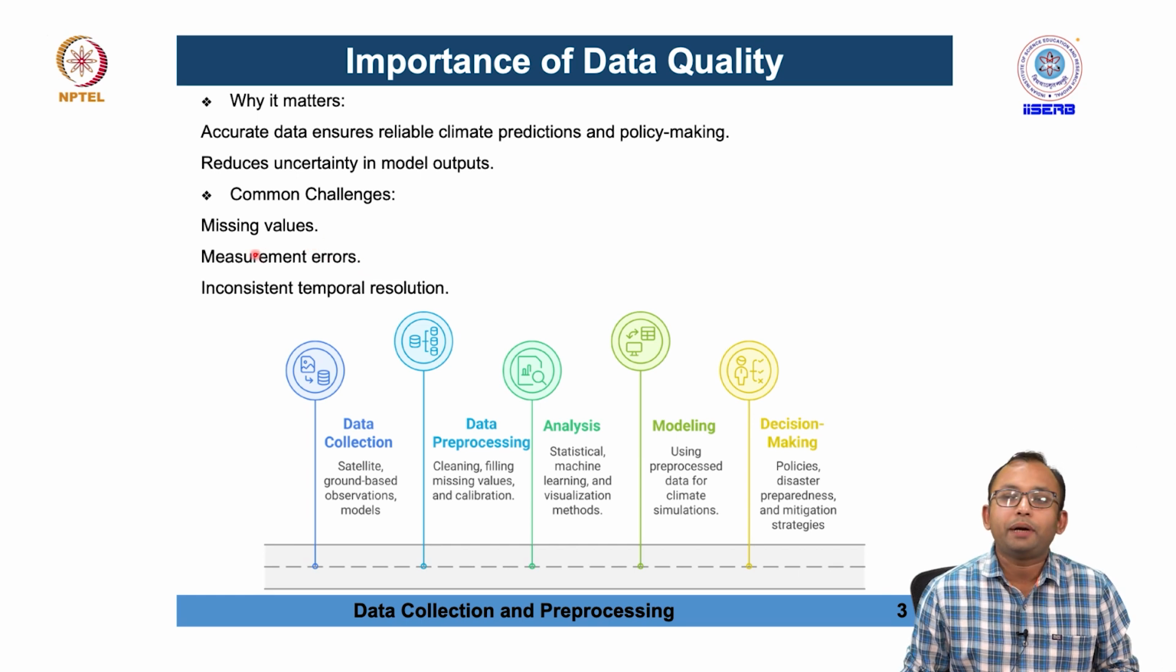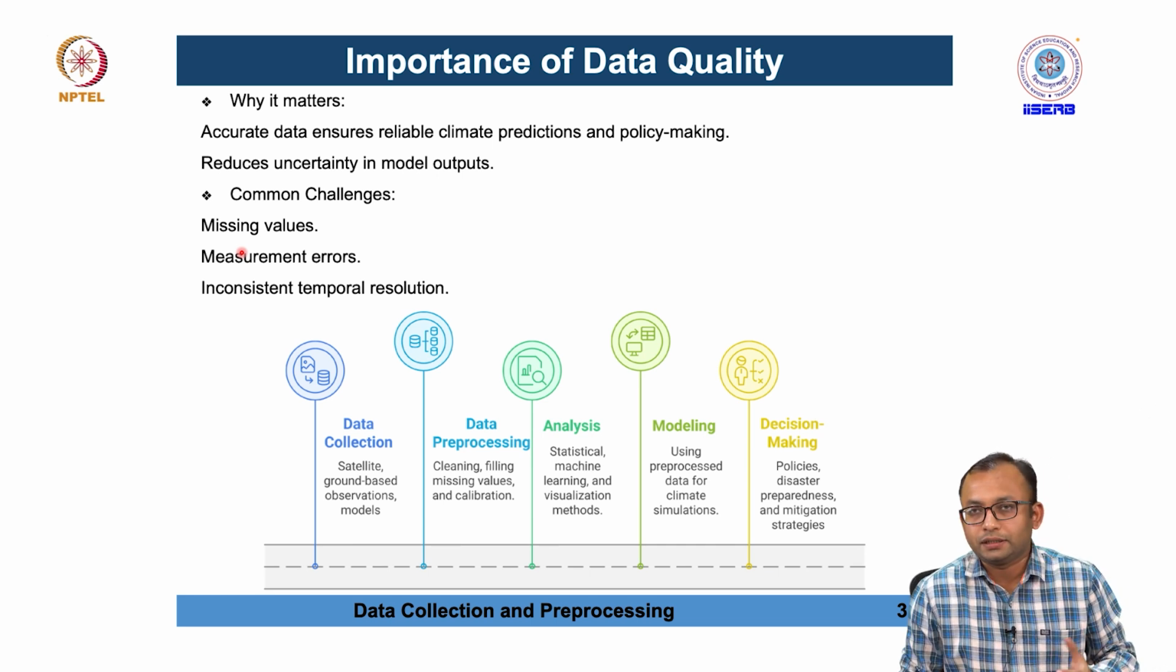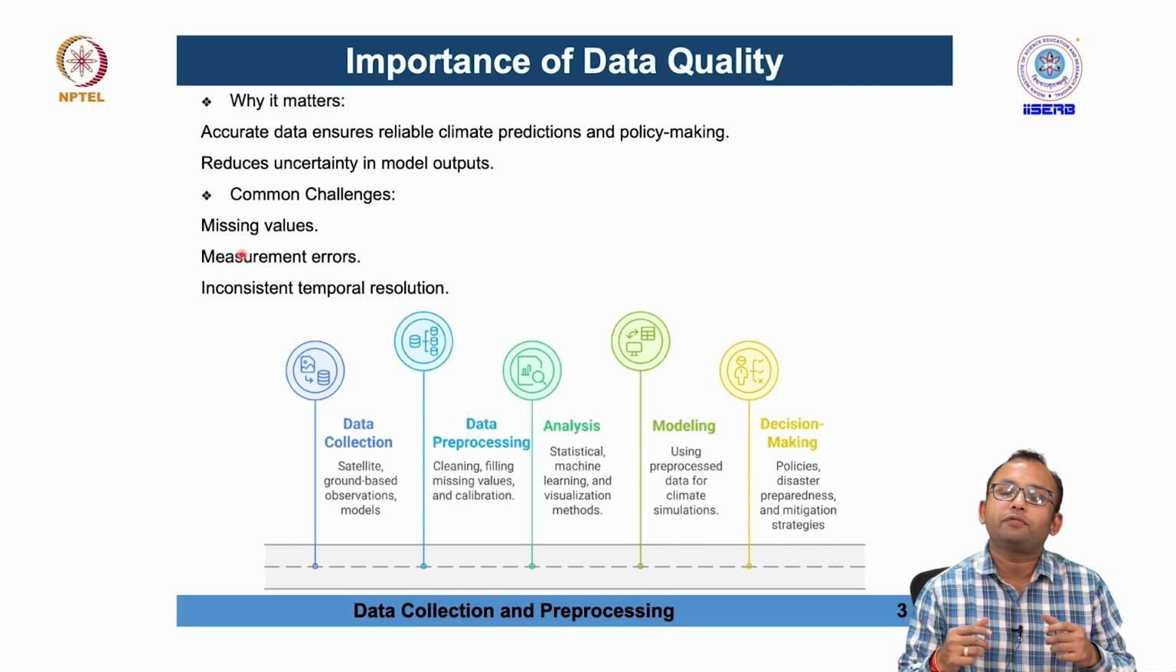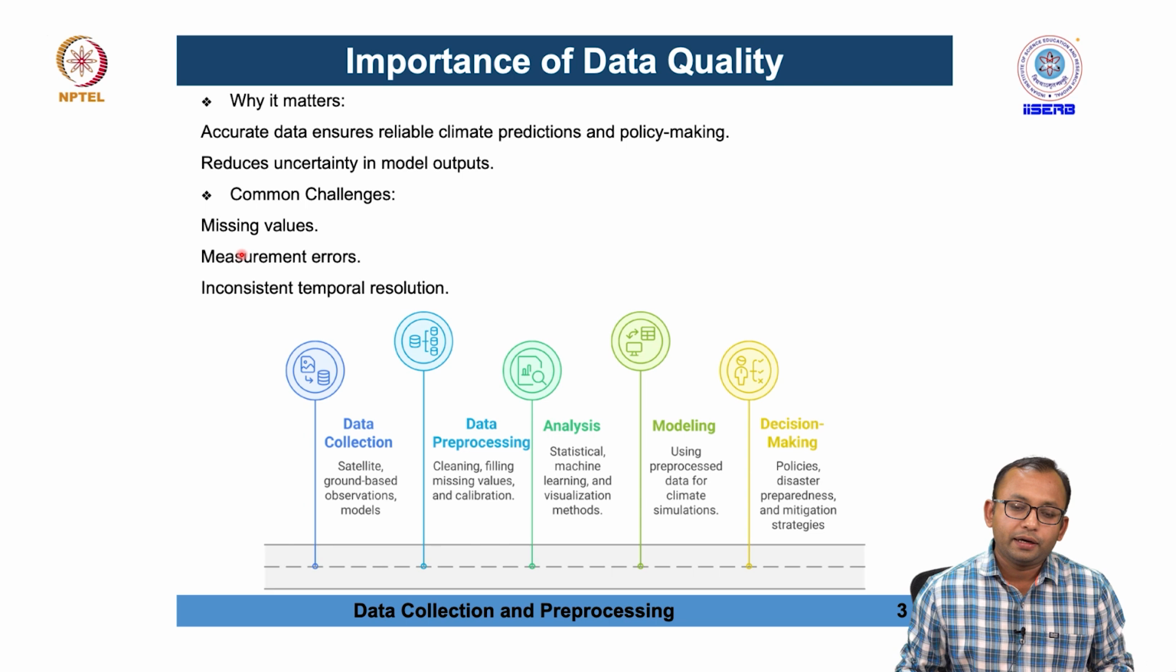Then we have measurement error. Suppose you have installed an instrument at a certain location, and the instrument has malfunctioned for some reason. That might create some inaccurate data collection at that location, and therefore introduce errors in the data. So that is called measurement error when we are dealing with the data collection process.